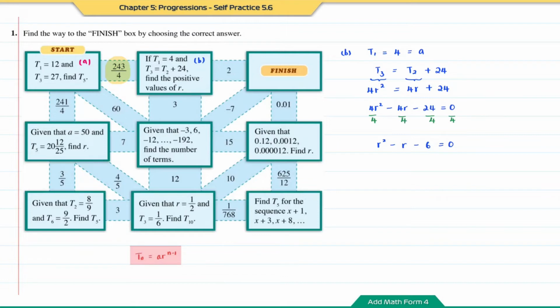So here we can factorize this quadratic equation. We're going to have (R minus 3)(R plus 2) equal to 0. Therefore, R is equal to 3 or R is equal to negative 2. Now, if you look at question B here, find the positive value of R. Therefore, the answer for B will be R equal to 3.